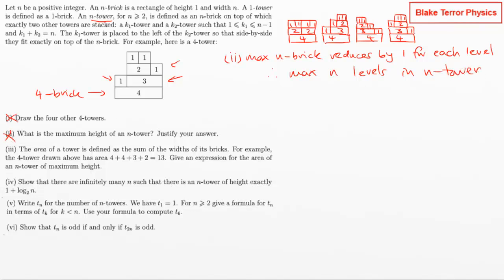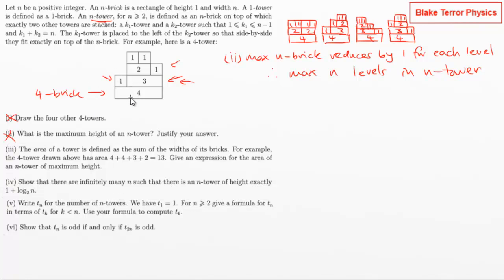Okay. The area of a tower is defined as the sum of the widths of its bricks. For example, the 4 tower drawn above has area 4 plus 4 plus 3 plus 2, which is 13. Oh no, just aggregated each level. Right, 4 plus 4 plus 3 plus 2. Fair enough. Give an expression for the area of an n tower of maximum height.